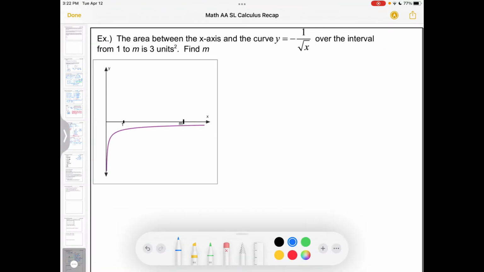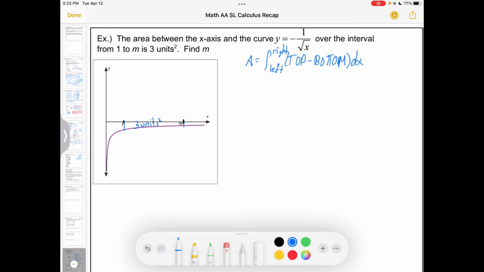Now let's play the IB's favorite game, which is to put the variable somewhere a little unexpected. So in this question, they're telling us that the area from 1 to m between this function and the x-axis is 3 units squared. Now, I think a lot of people are just going to go and take the integral of y and say that that's equal to negative 3. And that's great because it's area below. I'm going to use this same area technique every time, though.